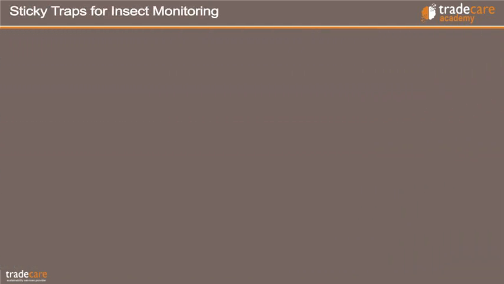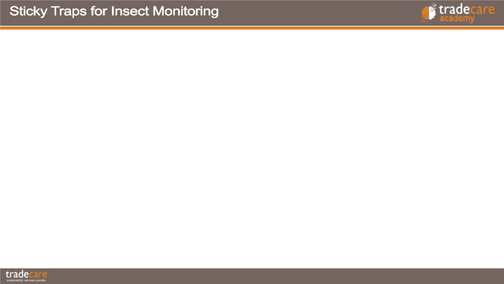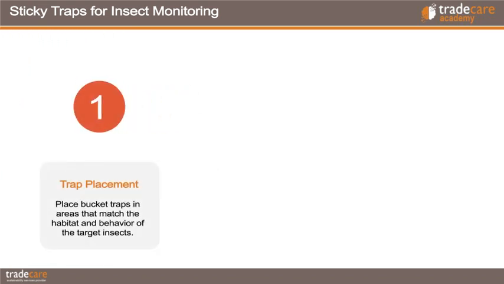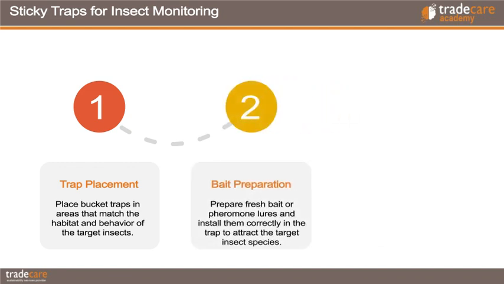Let's expand on sticky traps for insect monitoring. Trap placement. Sticky traps should be strategically positioned in areas where the target insects are likely to be found. This includes locations such as near infested plants, on the edges of fields, or in greenhouses to maximize their effectiveness. Trap maintenance.